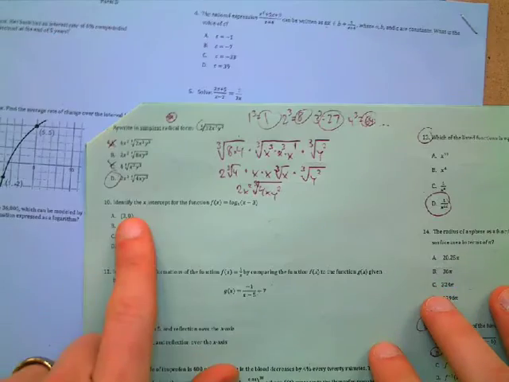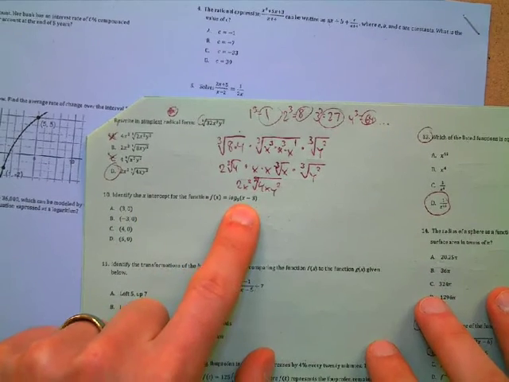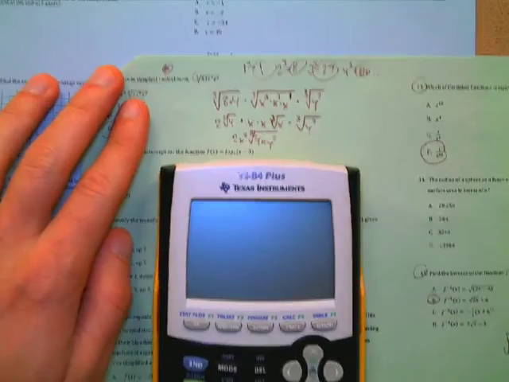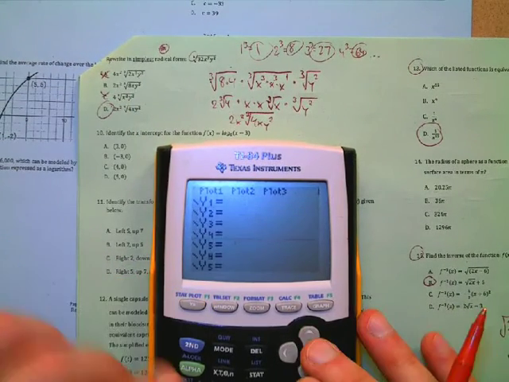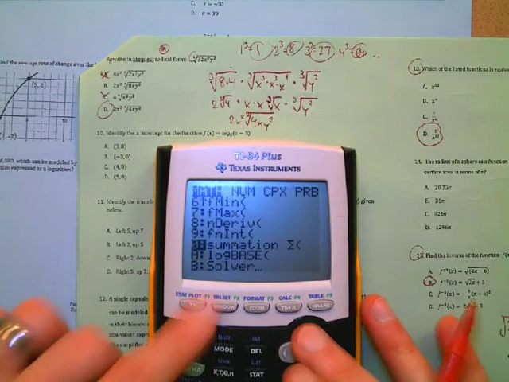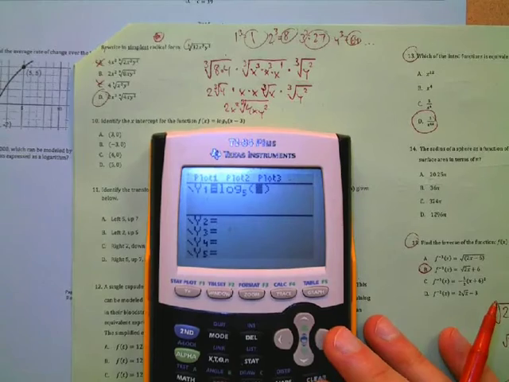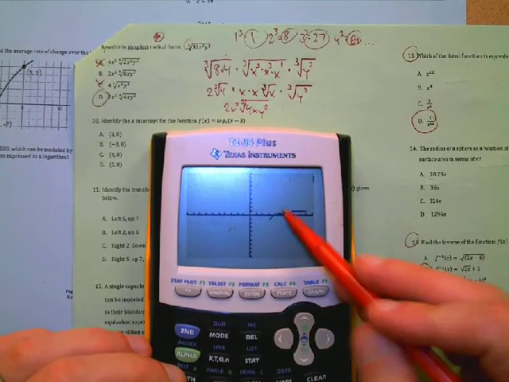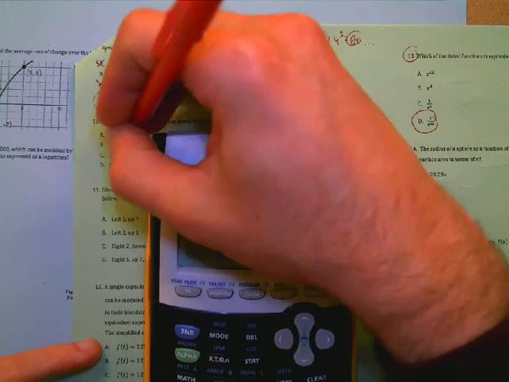A few more here to take care of. All right, number 10. Identify the x-intercept for the function f of x equals log base 5 of x minus 3. So this one's easy enough. We can graph it in our calculators. Log base 5 of x minus 3. For the log base command, press math, and then arrow to log base. Log base 5 of x minus 3. Graph it. There's our x-intercept. You can even count it: 1, 2, 3. It looks like it's at 4.